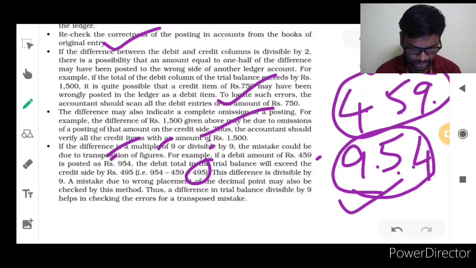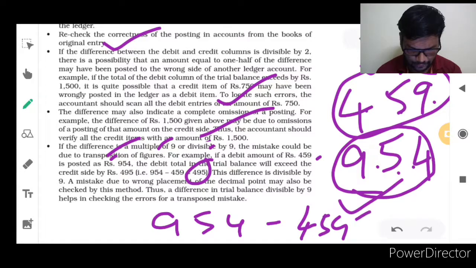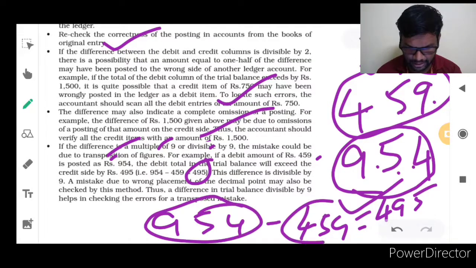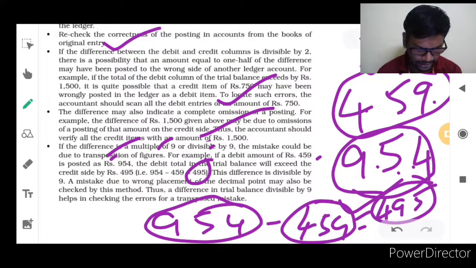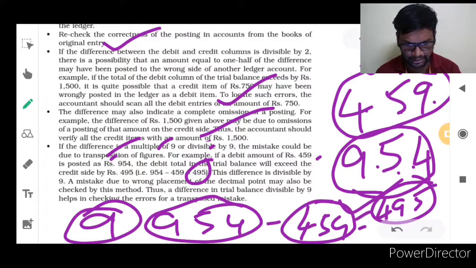495 rupees, because 954 minus 459 is equal to 495 rupees. 95 rupees. All the three amounts can be divisible by 9. But 9 is the common one, dividing by 9. So this is transposition of figures, and it is a great mistake.